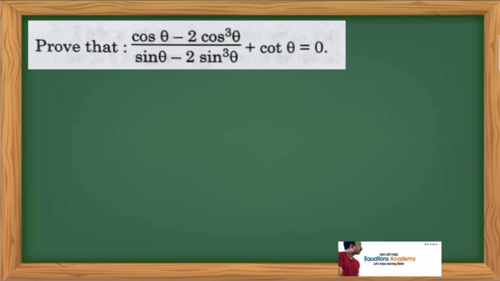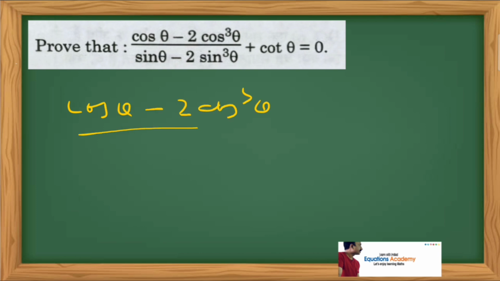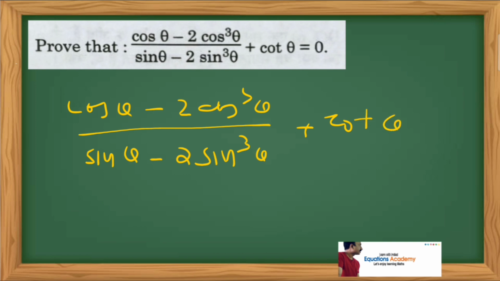Prove that (cos theta minus 2 cos cube theta) divided by (sin theta minus 2 sin cube theta) plus cot theta is equal to 0. So, (cos theta minus 2 cos cube theta) divided by (sin theta minus 2 sin cube theta) plus cot theta. This is the LHS.